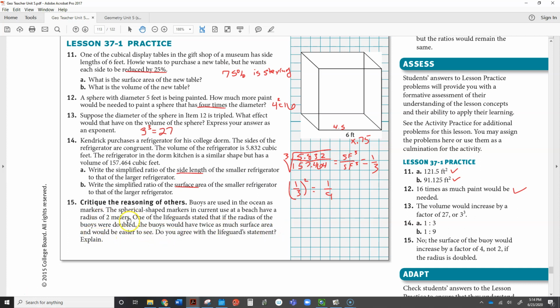If the radius was doubled, so that means the scale factor for the radius was times 2, then that means the scale factor for the surface area will be times 2 squared. And 2 squared will be 4. No, the surface area of the buoy will increase by a factor of 4, not 2.